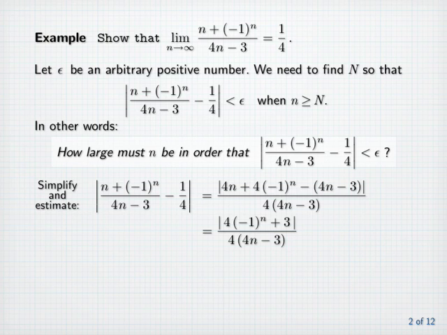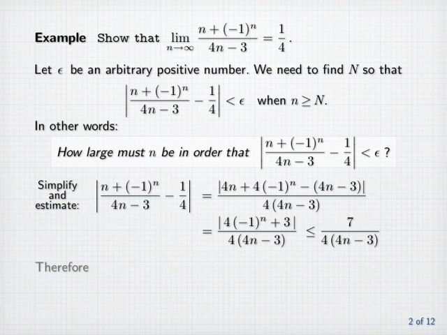So the numerator there only takes on two different values. It equals the absolute value of minus 1 when n is odd, and equals the absolute value of 7 when n is even. So it's always less than or equal to 7, and so the entire quotient there is less than or equal to 7 divided by 4 times (4n minus 3).